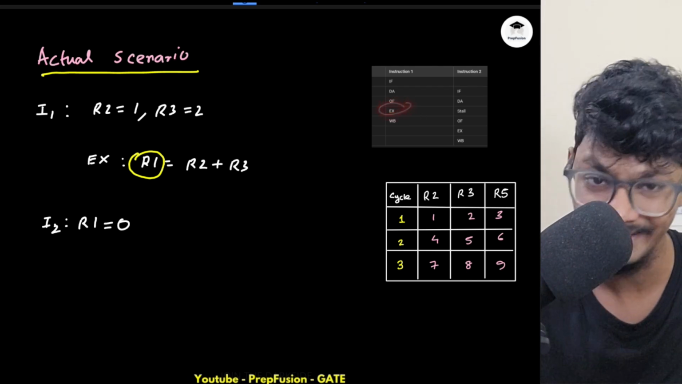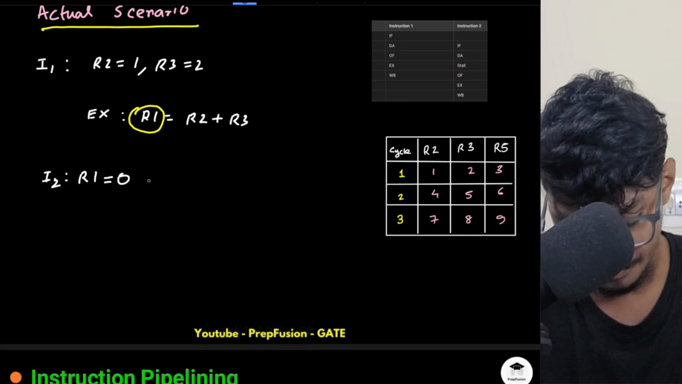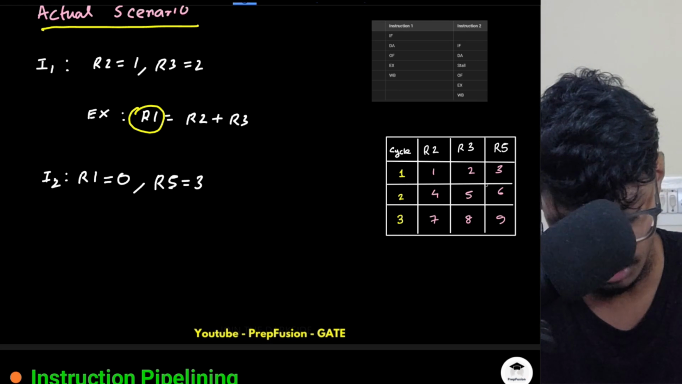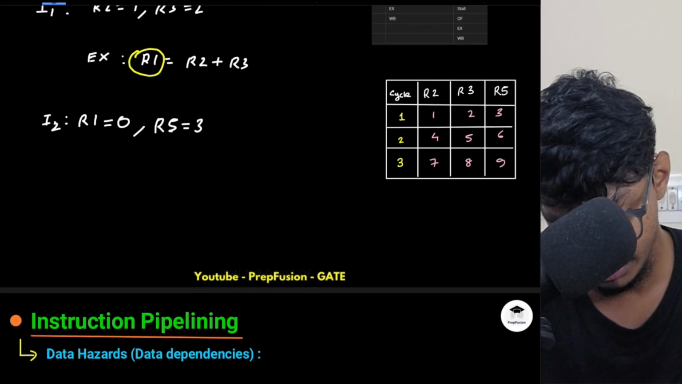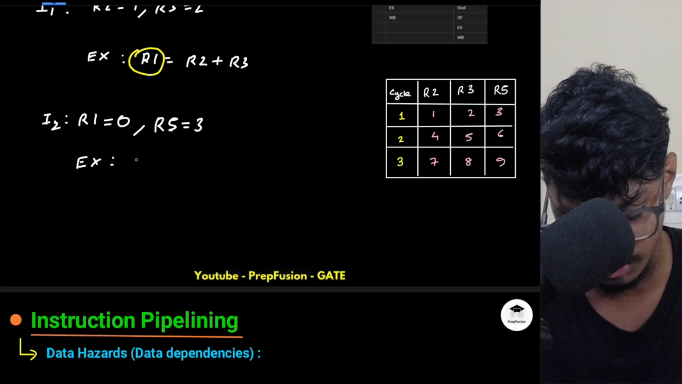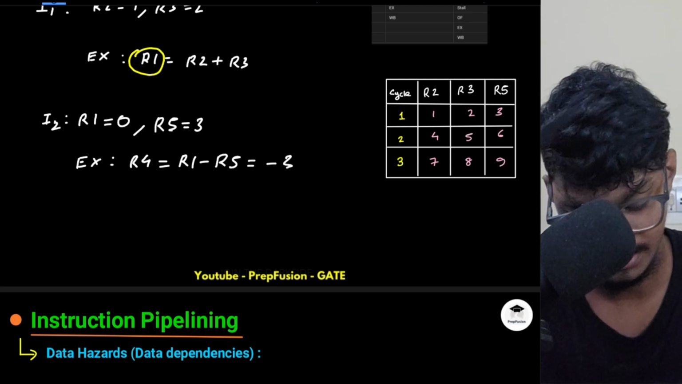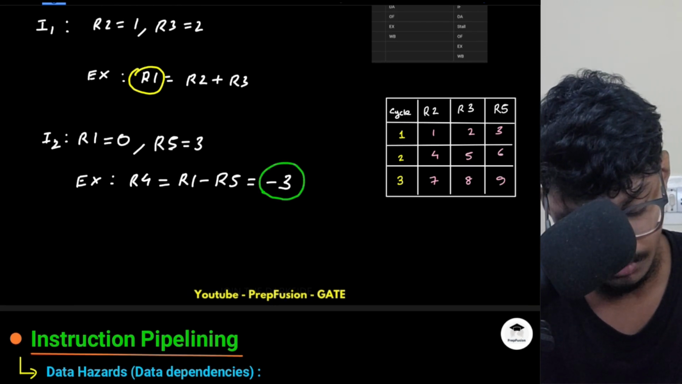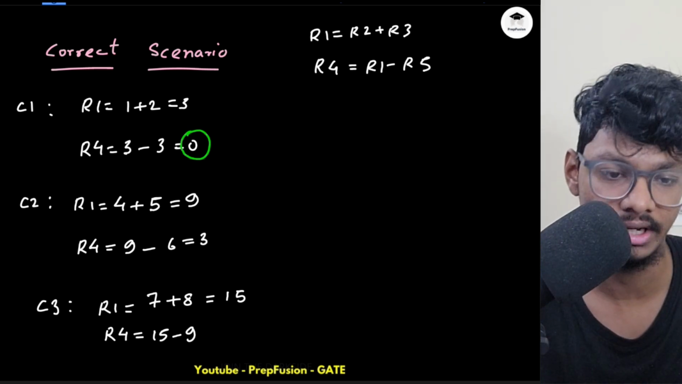Simultaneously, we are executing and fetching the R1 operand. So R1 hasn't been updated yet. So I fetch R1 equals 0, and R5 was initially 3 only, correct? So we fetch R5. Now in its execution cycle, it is supposed to perform R4 equals R1 minus R5. So we will get the answer -3. Was I supposed to get -3? No, I was supposed to get 0. But I got -3. So it will go on like this.